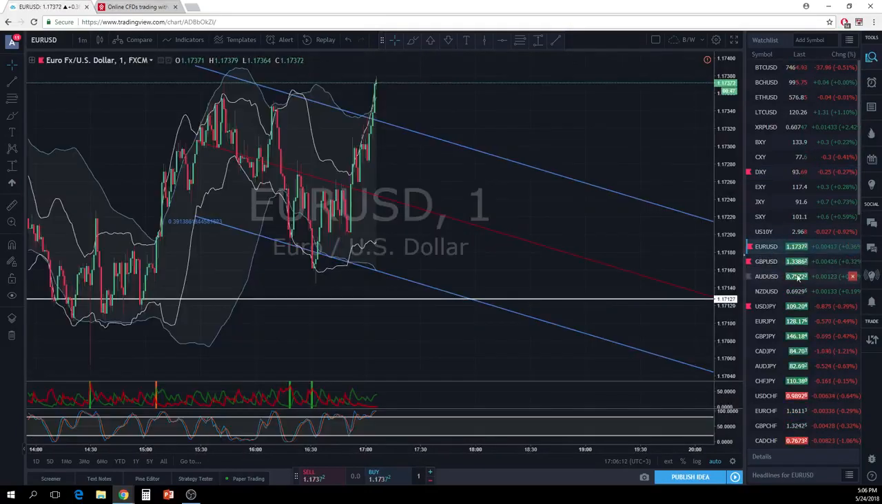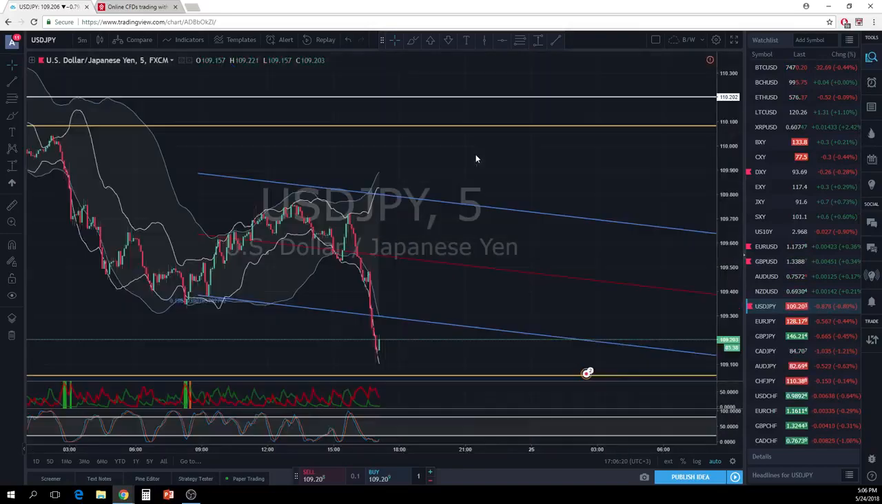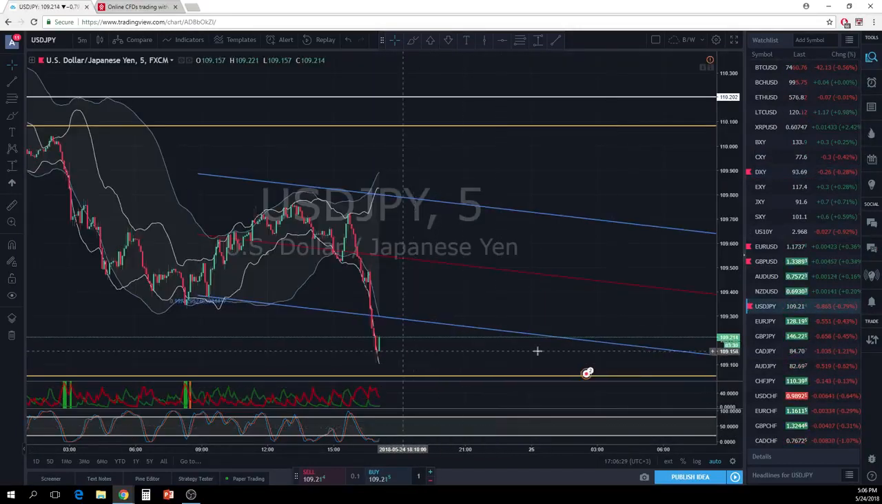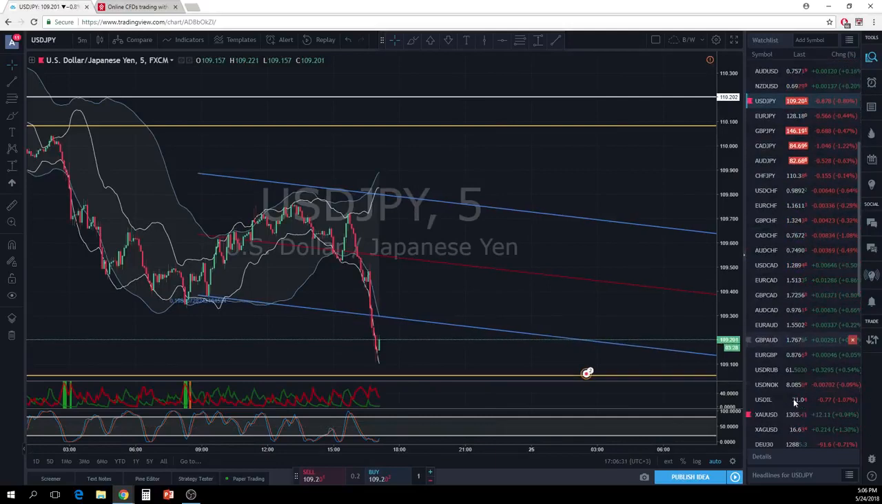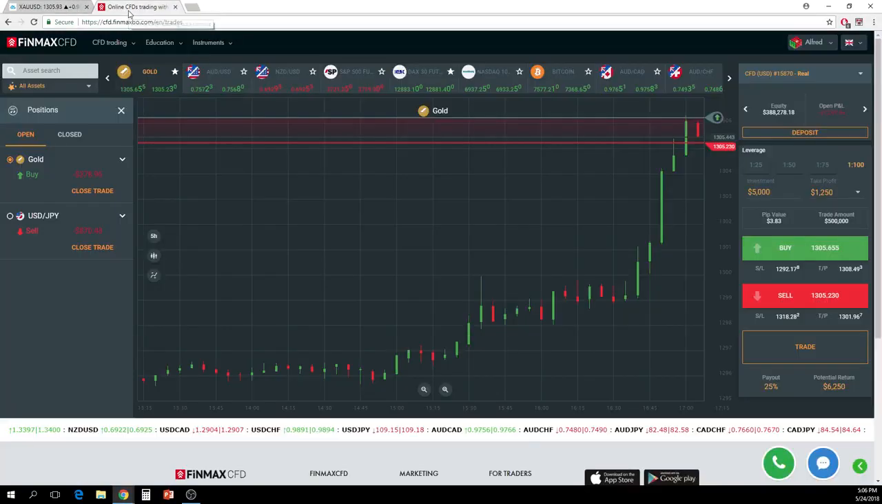However, I think we're looking at a completely different situation with Euro US dollar, let's say US dollar Japanese yen. So we're looking at 1 minute. Let's look at 5 minutes right now. Yeah, in 5 minutes we're actually looking at something completely different. The dollar is decreasing, but it's not fully reflecting in the US dollar Japanese yen, and my guess is gold not as fully. Or the platform is being just a bit slow. It's not updating fully.